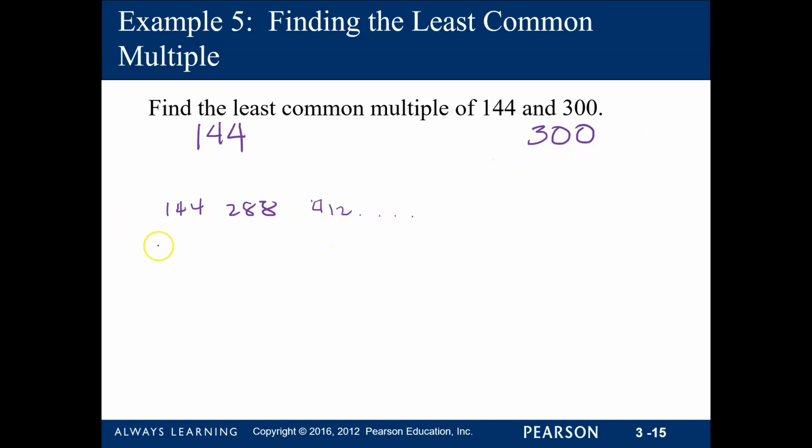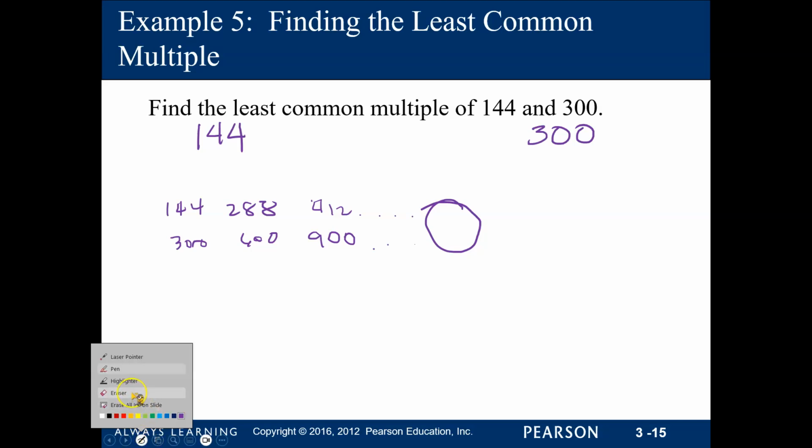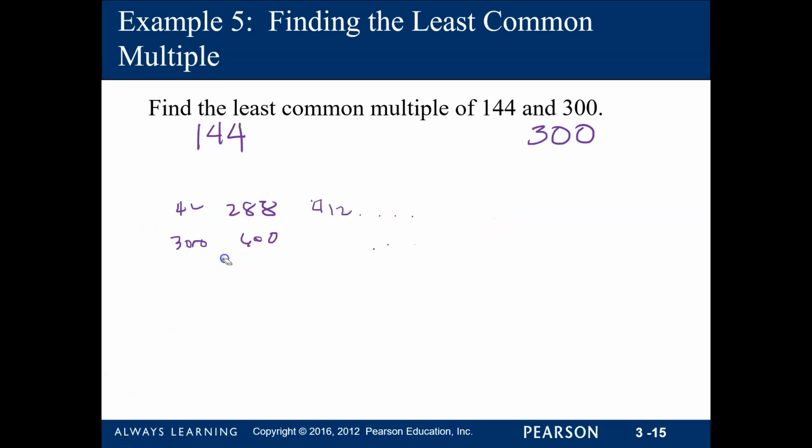300, what are the multiples of 300? That's going to be 300, 600, 900, and so on and so forth. What we're looking at is when will you get that common number in this list. But instead of needing to list them down, we can use prime factorization to make things easier for us. So let's work with our prime factorization.